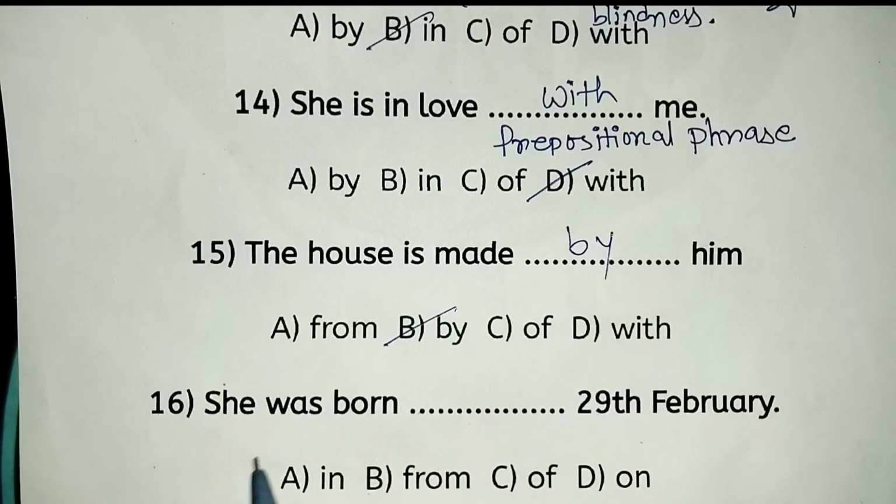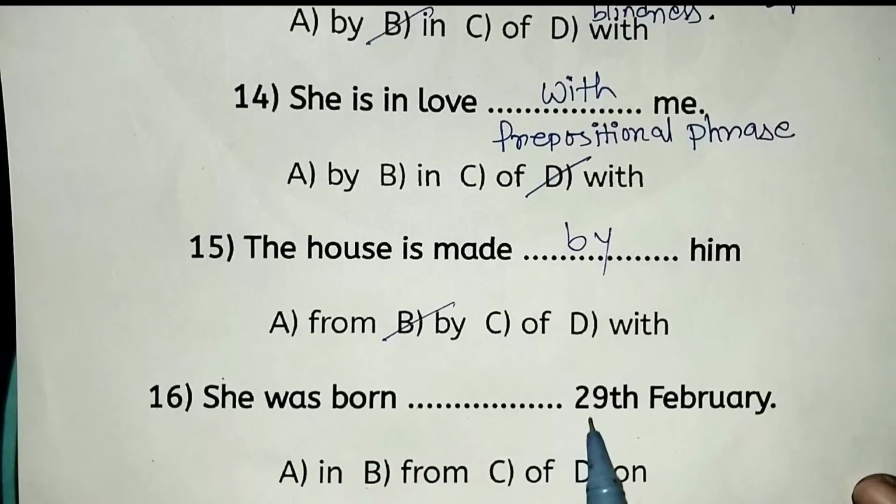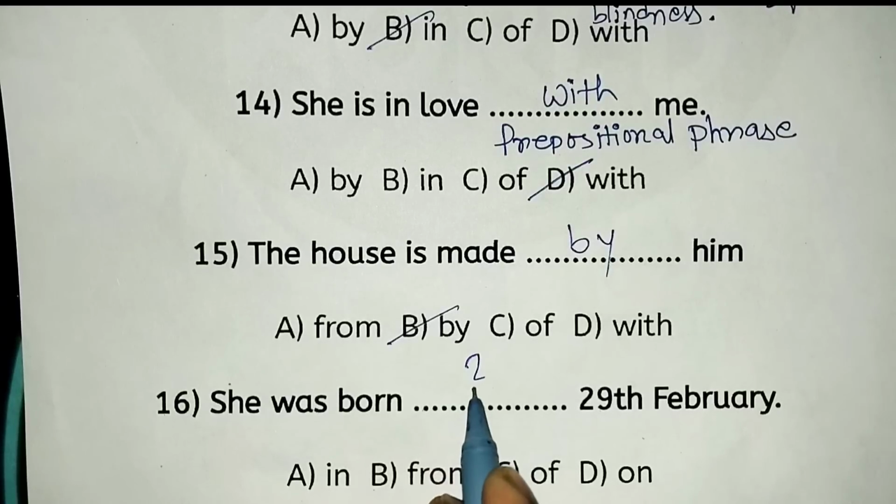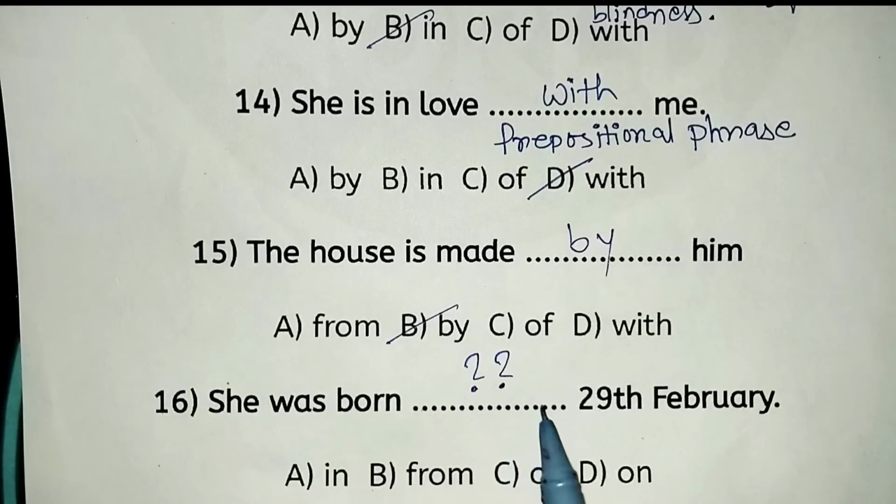And this is the last one. Okay, she was born dash 29th February. We have already discussed this, and I think you all know the answer. Let me know in the comments what the right answer is. This is for you. In, from, of, or on.